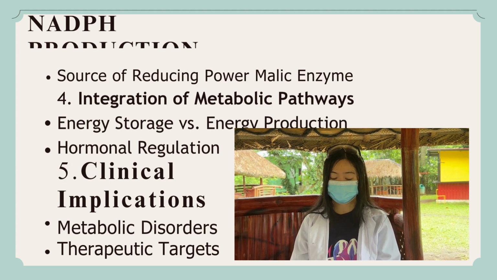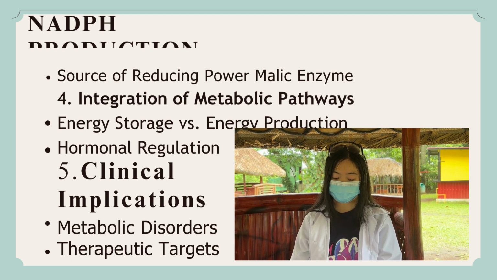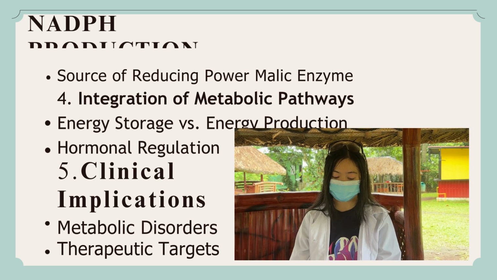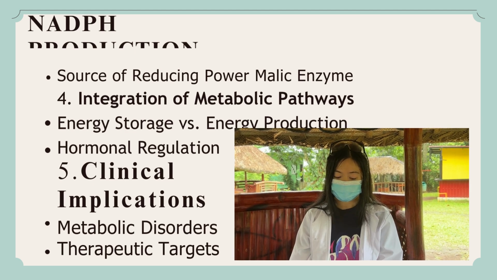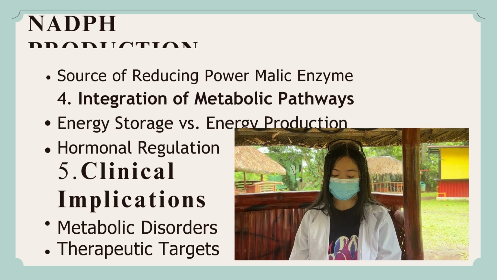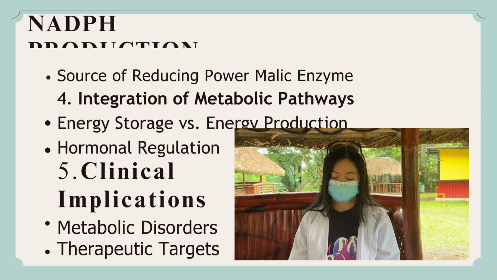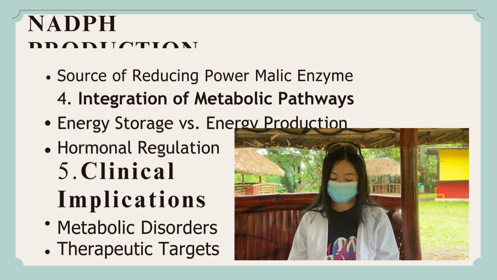Number 4. Integration of metabolic pathways. Energy storage versus energy production. The relationship between lipogenesis and the citric acid cycle reflects the body's ability to switch between energy storage, which is lipogenesis, and energy production, which is the citric acid cycle, based on nutritional status and energy demands. Hormonal regulation. Insulin promotes lipogenesis by enhancing the transport of glucose into cells, increasing the availability of acetyl-CoA and citrate, while glucagon and epinephrine promote the breakdown of stored fats for energy.